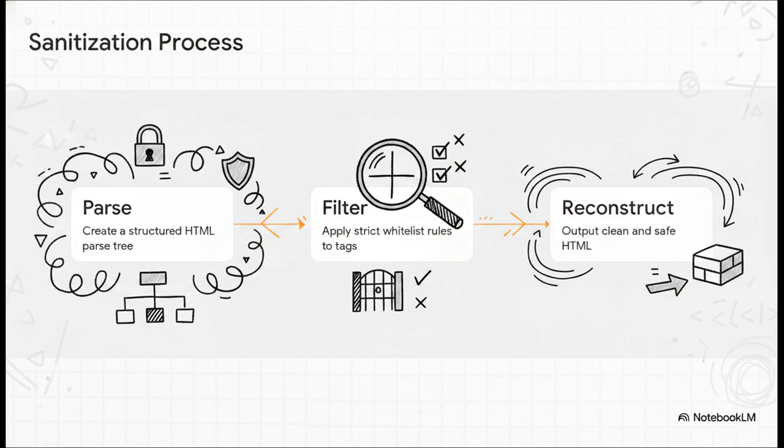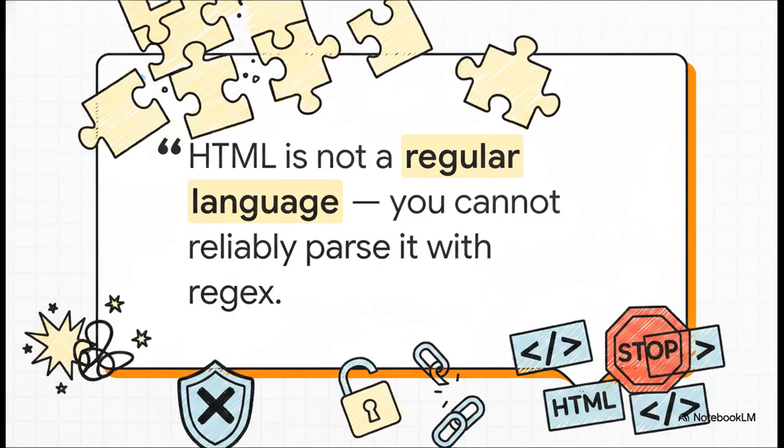By using a proper structural parser, the sanitizer makes sure it can't be tricked by weird encoding hacks or malformed HTML. Which brings us to a piece of developer wisdom I absolutely love. HTML is not a regular language, so you cannot reliably parse it with regex. I know, we all love a clever regular expression. But trying to parse HTML with regex isn't just a headache, it's incredibly dangerous. Attackers are smart. They can easily craft HTML that completely bypasses your regex using weird attributes or malformed syntax that your pattern just wasn't expecting. Seriously, never try to DIY this with regex.